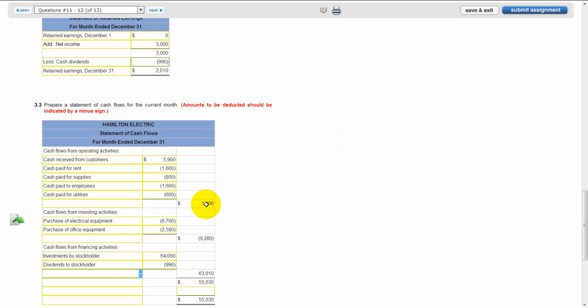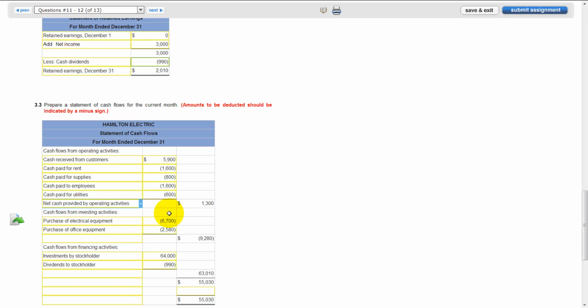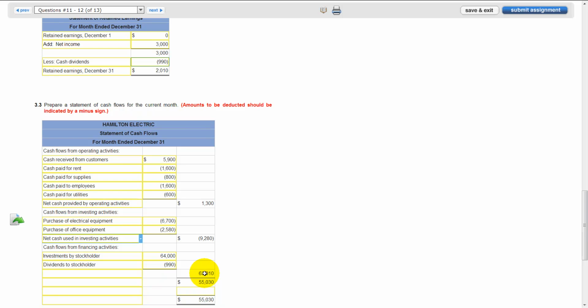I have three subtotals. Here is $1,300 positive coming from operating activities. We call that cash inflow or net cash provided by, not going out or used, but provided, coming in by operating activities. See the negative here for investing? That's cash being used for investing, investing used. And then this positive number for financing is cash provided by financing activities. So here's the three changes to the cash during our month of December, and here's the total change to cash.